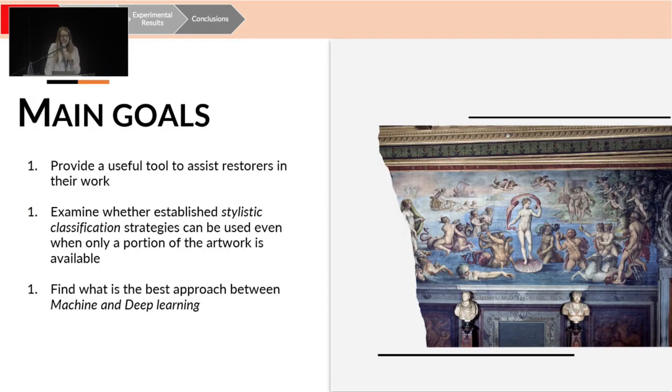So in general, we have three main goals, practical and theoretical ones. We want to provide a useful tool to assist restorers in their work. We want to study if there is a specific stylistic classification strategy that can be used even when only a portion of the artwork is available. And we want to find also what is the best approach between machine and deep learning.